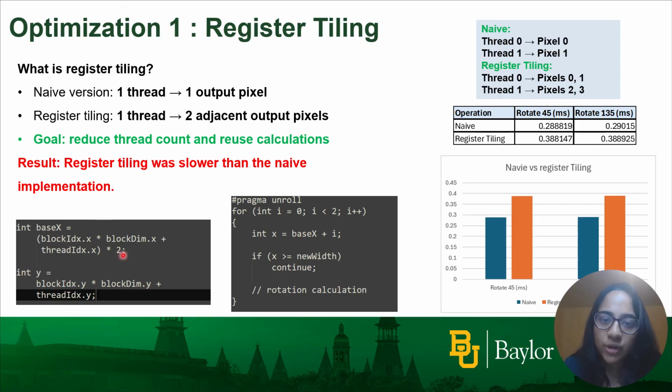The code shown here calculates a base x coordinate and a y coordinate, and then uses a loop to process 2 pixels. However, the result was actually slower than the naive implementation. This shows that an optimization technique doesn't automatically improve performance. In this case, assigning more work to each thread didn't provide enough benefit to overcome the additional overhead.